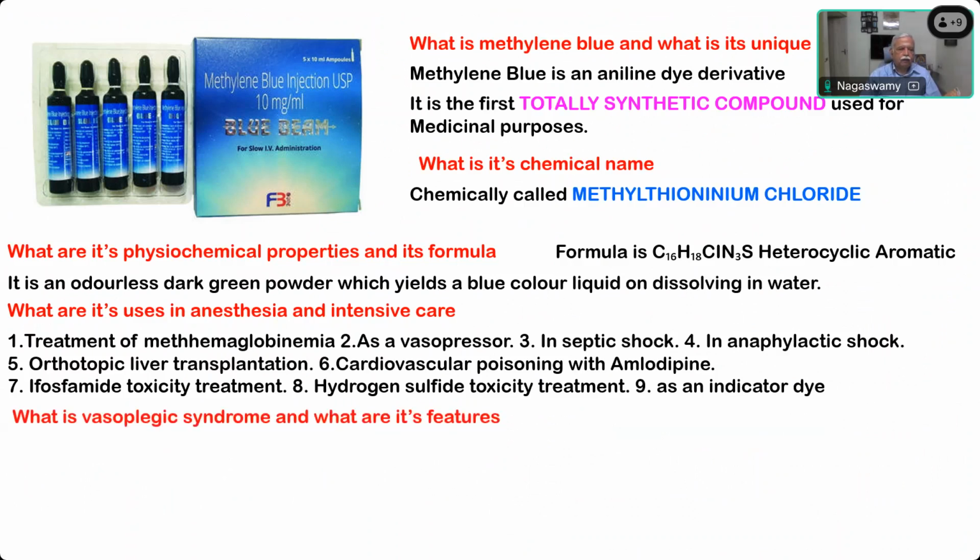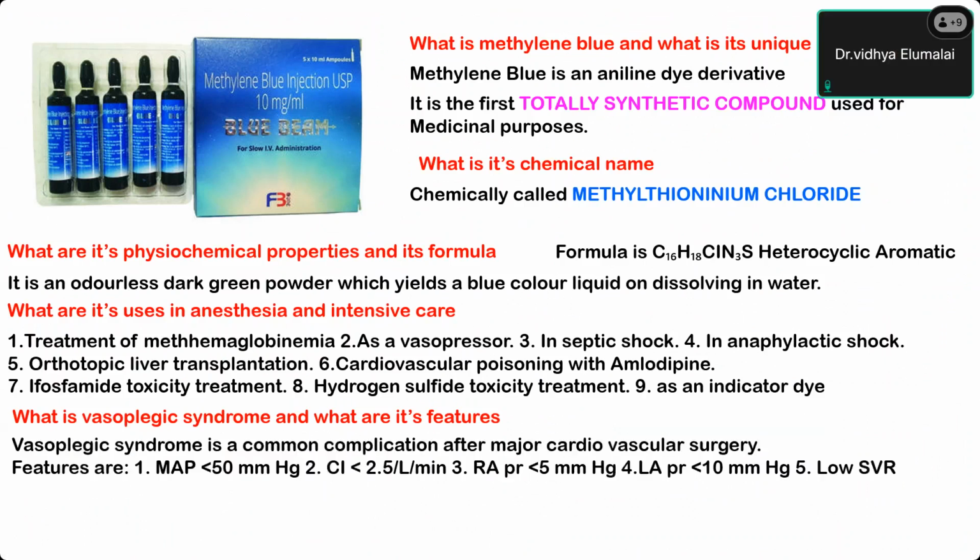What is ifosfamide used for? Any idea? Ifosfamide, what is it used for? Okay, tell me in the next class. What is vasoplegic syndrome and what are its features? It is where the blood vessels do not constrict, a common complication after major cardiovascular surgery. Features are mean arterial pressure less than 50, cardiac index less than 2.5, right atrial pressure less than 5, left atrial pressure less than 10, and low SVR.